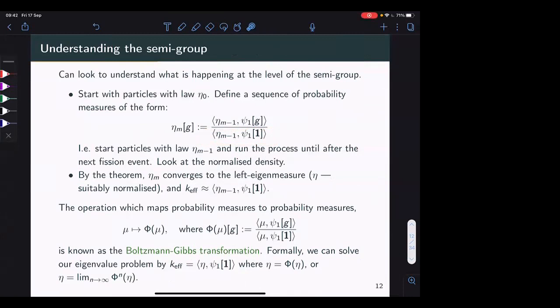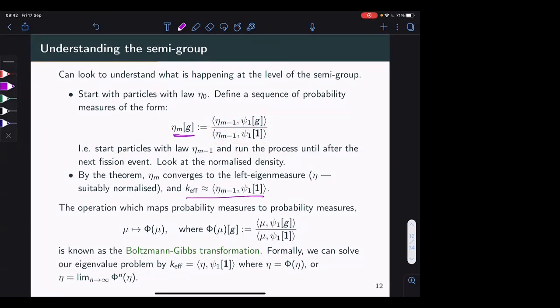So my particles at time m, I can compute by asking where they were at time m minus 1. Let me run one extra generation and see where they are at this new position. Remember, this is my test function, so it's really what the measure is like. And I can renormalize by the actual population that I see, and this is now on average a normalized density. So effectively, all this is a sequence of probability measures. There's a nice theory, and we get nice convergence. We get estimates of k effective coming out like this.